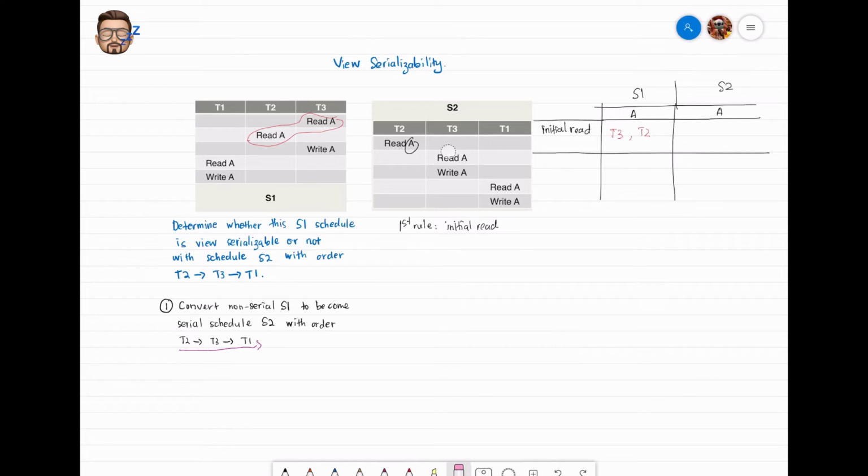If we look at schedule 2, the initial read is also done by T3 and T2. So both are the same. Both schedules have T3 and T2 reading A before any write operation on A. That's what we call the initial read. If we pass this initial read, then we can go to the second rule.